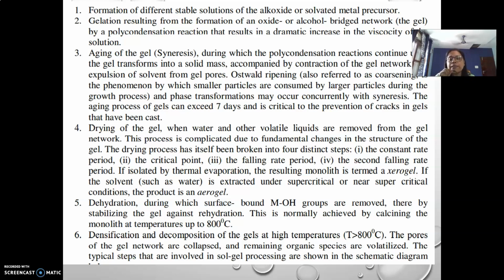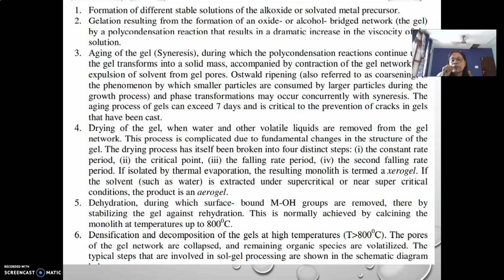And if we have water as a solvent, then at the supercritical or critical condition, the gel we will be having is called the aerogel. So in case of other solvent, we will be calling it xerogel due to thermal evaporation if the solvent releases from the gel surface, and it will be aerogel if we are utilizing some aqueous solution with water as a solvent.